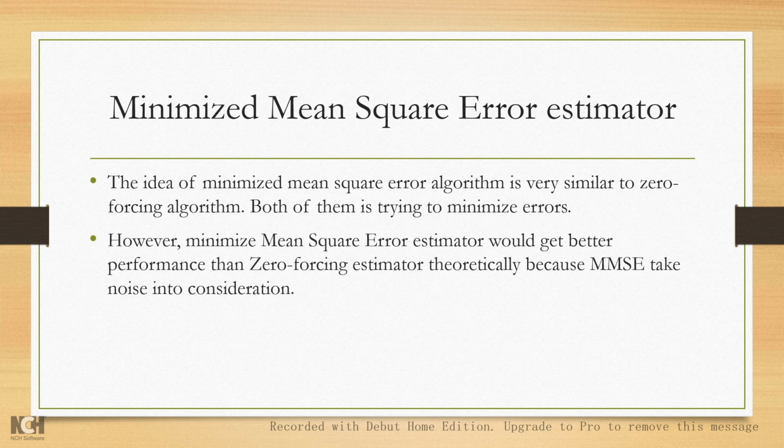The second estimator is called the minimum mean square error estimator. The idea of the minimum mean square error algorithm is very similar to the zero forcing algorithm. Both of them try to minimize errors. However, the minimum mean square error estimator should get better performance than the zero forcing estimator theoretically, because it takes noise into consideration.